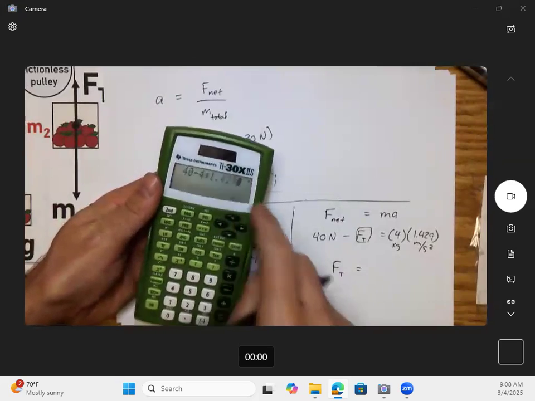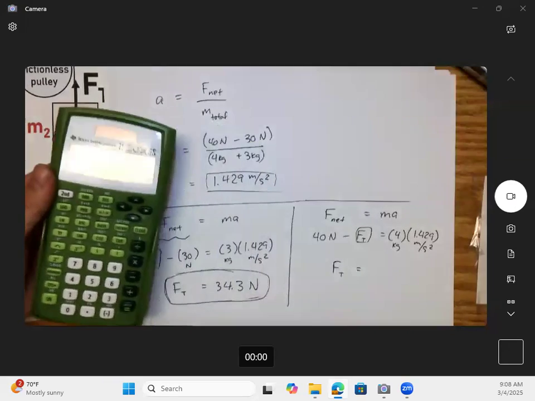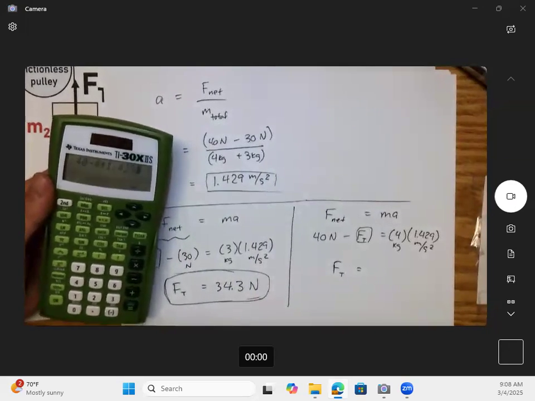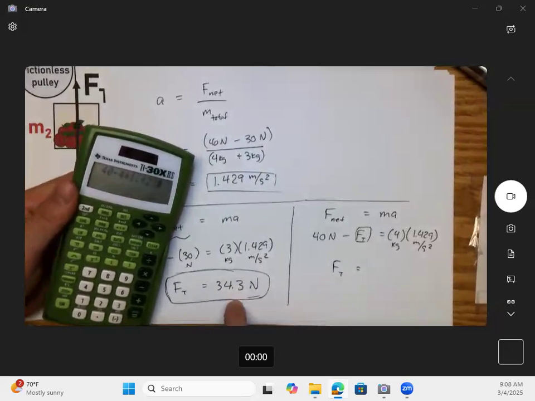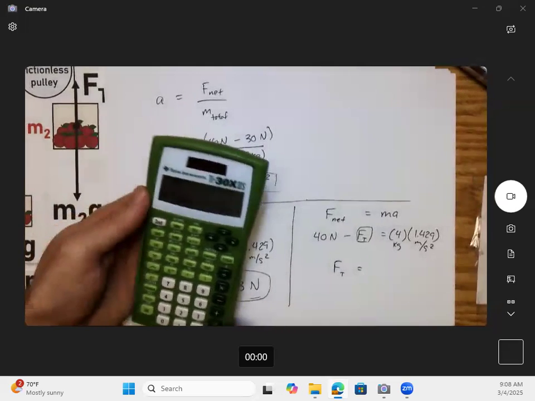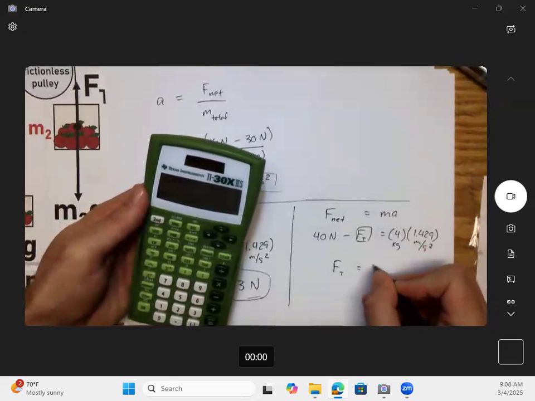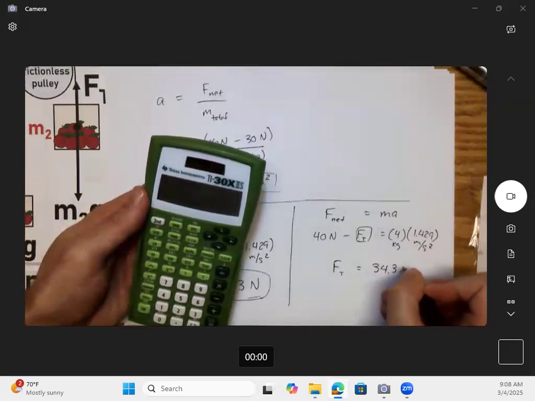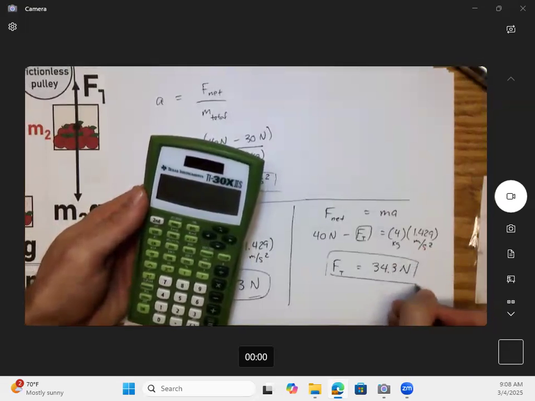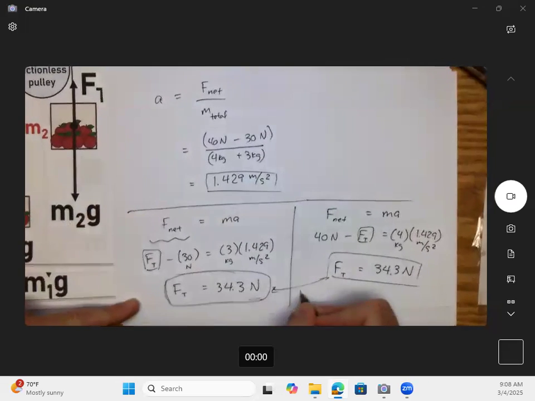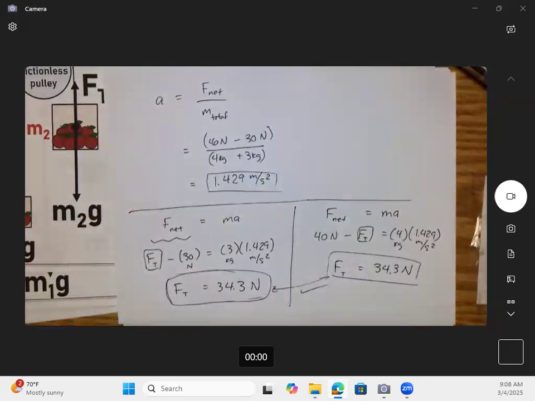Now, guys, when I hit enter, there's only one number that can show up on my screen. What's the only number that can show up on my screen? That's right. It's got to be the same answer as before. Okay. Let's see if it is. Oh, yeah, look at that. It's also 34.3 newtons. It's the same thing. Same thing. Check. Same thing. All right, you guys see that?